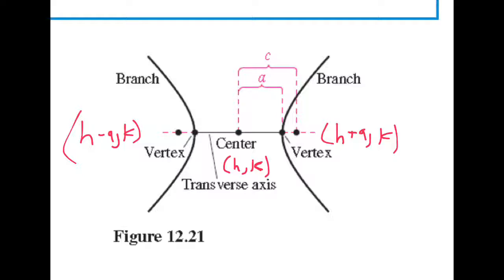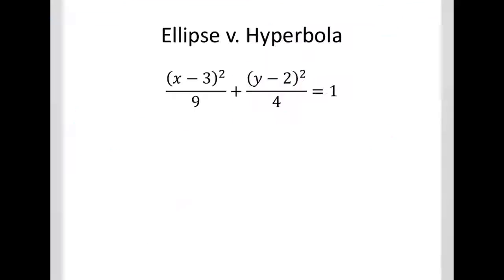Notice we see an a, we see a c. We don't necessarily see a b at this point. We will understand how that works a little bit later. Notice the line running between the two vertices is called the transverse axis of the hyperbola. If it were an ellipse, remember that would be called the major axis, but this is called the transverse axis of the hyperbola.